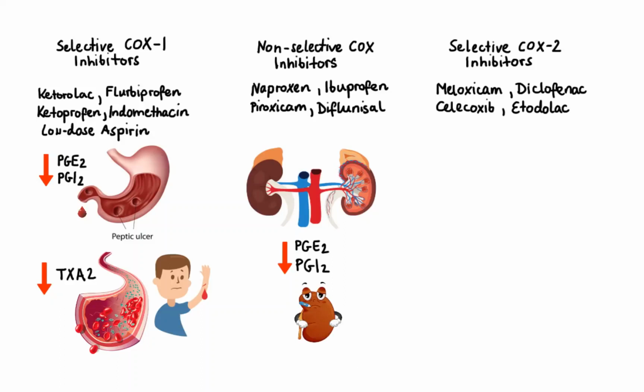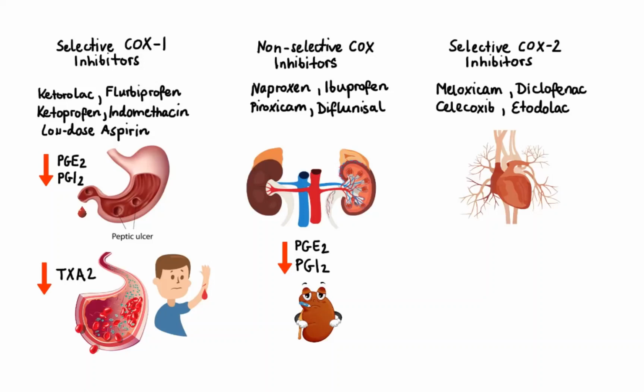Now, the last major adverse effect of NSAIDs that I wanted to discuss results from their actions on the cardiovascular system. So while agents such as aspirin with high COX-1 selectivity can have a protective cardiovascular effect due to the antiplatelet properties, agents with high COX-2 selectivity can have the opposite effect.